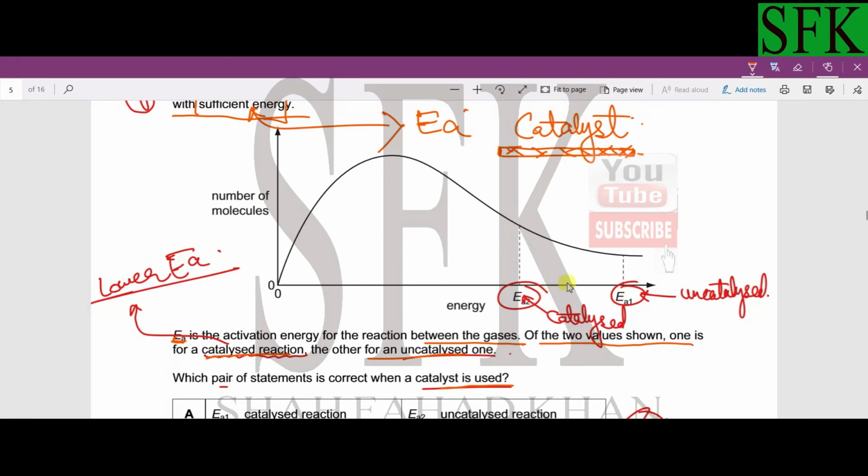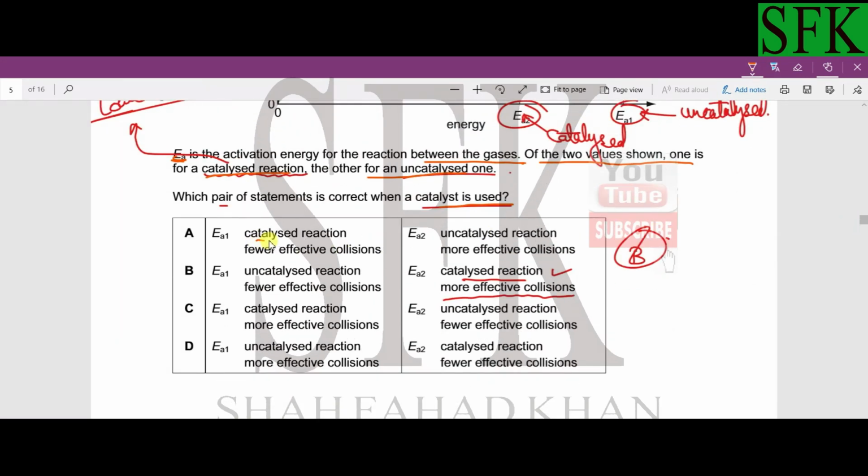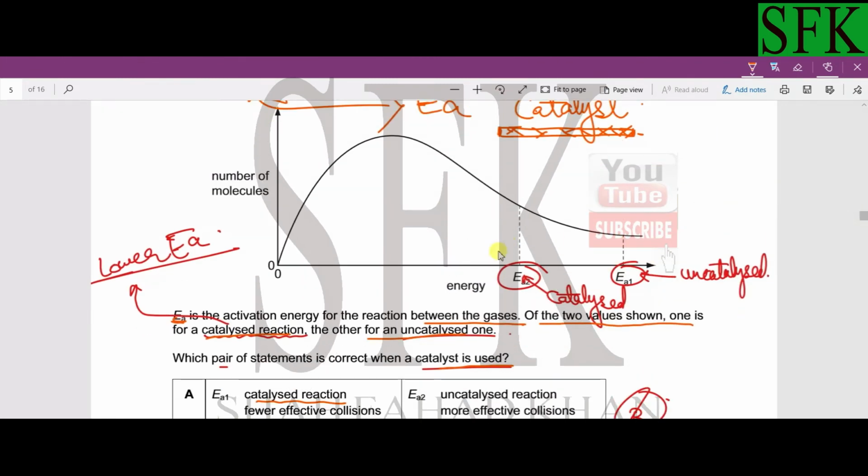Over here, one of the reactions has a higher activation energy and the other has a lower activation energy. Let's look at the statements one by one. Higher and lower activation energy: on the basis of catalysis, we know that the lower activation energy belongs to the catalyzed reaction. So Ea2 is your catalyzed reaction and Ea1 is the uncatalyzed reaction. If you have a lower activation energy, more molecules have kinetic energy greater than the activation energy, and so the reaction can proceed swiftly.